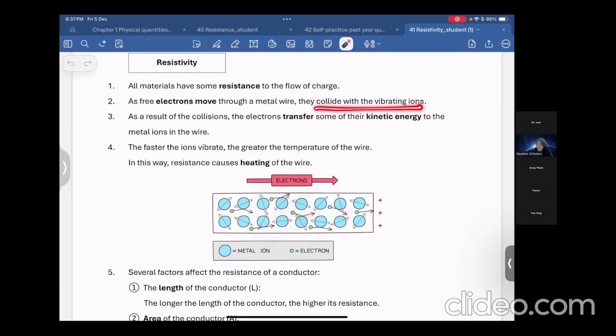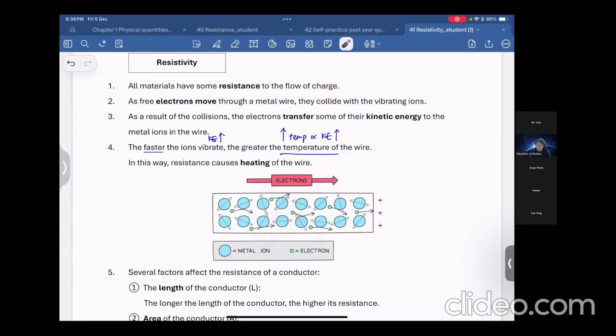Okay, when they collide, the electron will transfer some of its kinetic energy to the ion. So this ion, when it gains the energy from the electron, will vibrate more, okay? Faster vibration. So faster vibrations mean that the kinetic energy of the ion is increased. Temperature is directly proportional to the average kinetic energy. So if they vibrate faster, then the temperature will be higher.